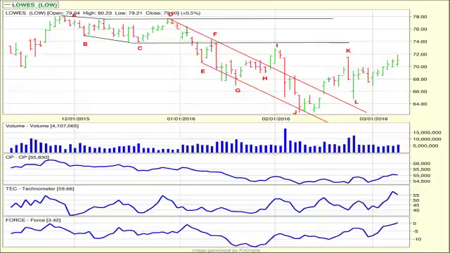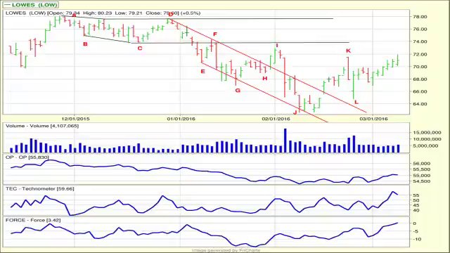The next day, Lowe's reacted, and then supply began to come into the stock as it moved through the support line drawn from point C and continued to decline. This was a sign of weakness. Then, volume and price spread decreased on the short rally to point F. In addition, Lowe's was unable to return to its sideways trading range. This suggests the move to point F was a last point of supply.